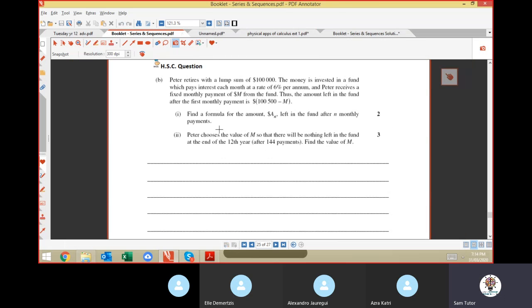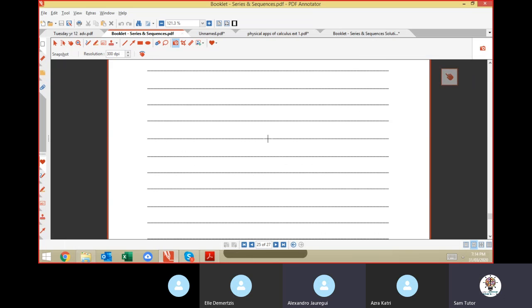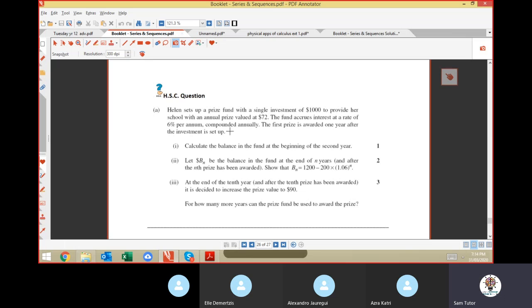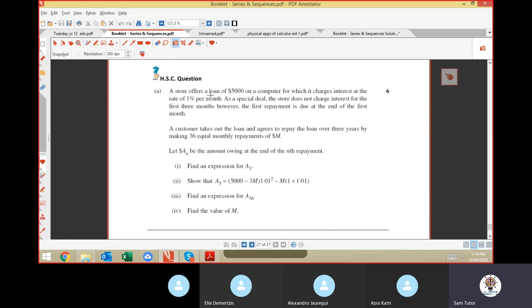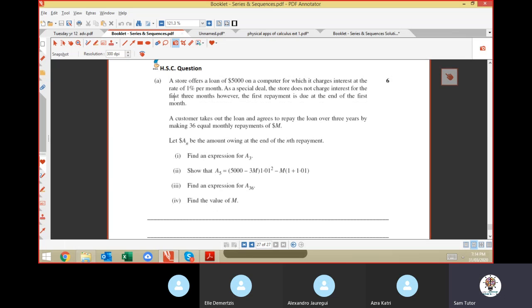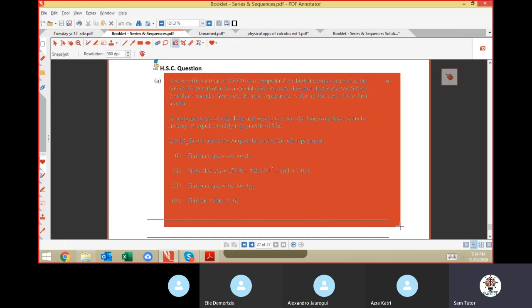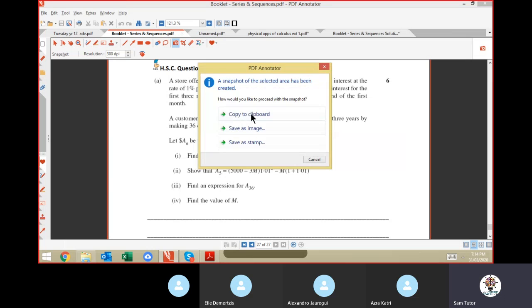You guys, let me see. Find a formula. Peter chooses. I'm going to try to take it up a notch. A store offers a loan of $5,000 which charges interest at rate 1% per month. A special deal store does not charge interest for the first 3 months. However, the first repayment is due at the end of the first month. Interesting. This is for you guys. I'll take a photo again. It's worth 6 marks. It's been broken down.